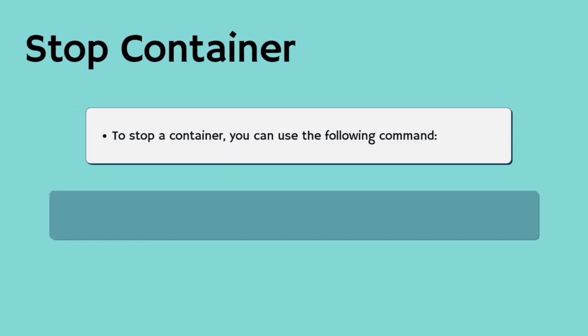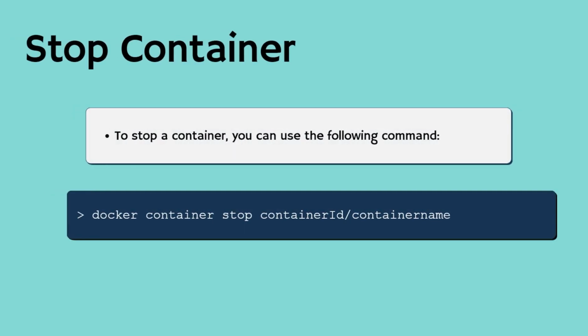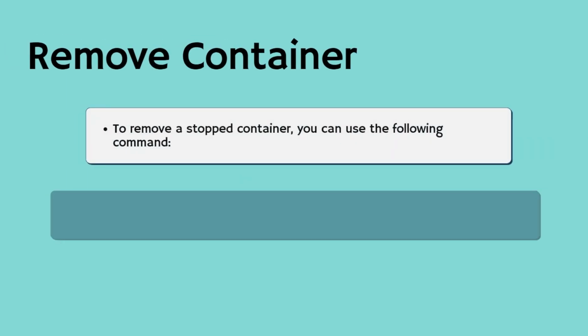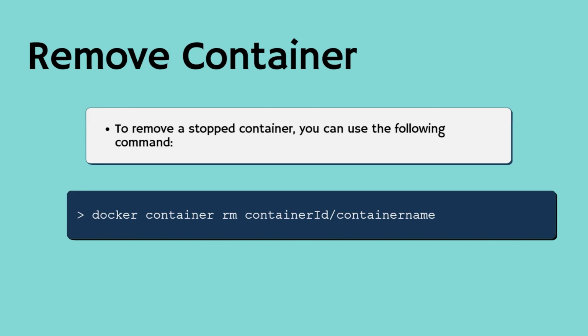To stop a container, you can use the following command, docker container stop containerid / container name. To remove a stopped container, you can use the following command, docker container rm containerid / container name.